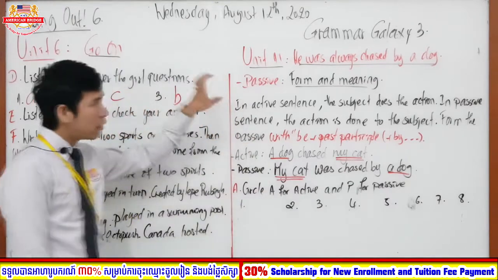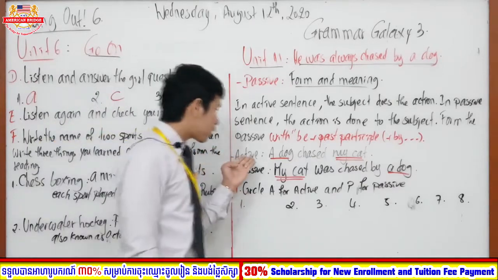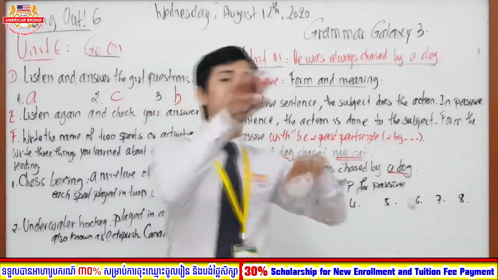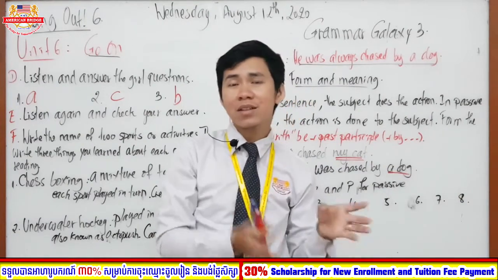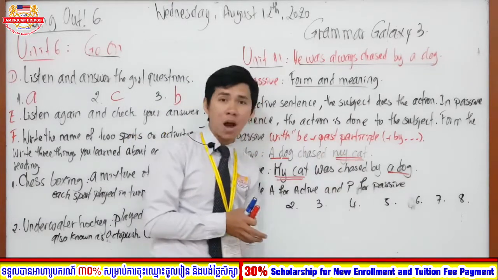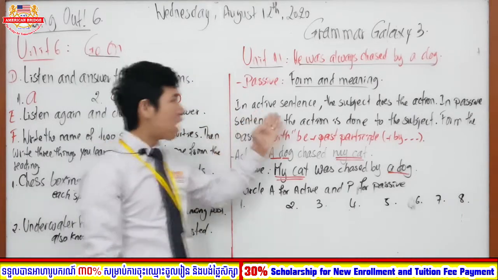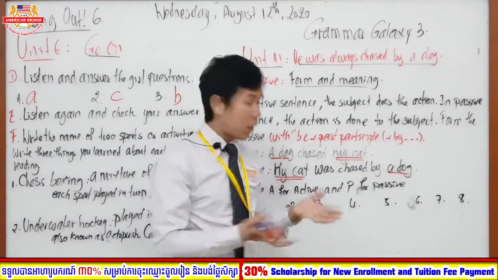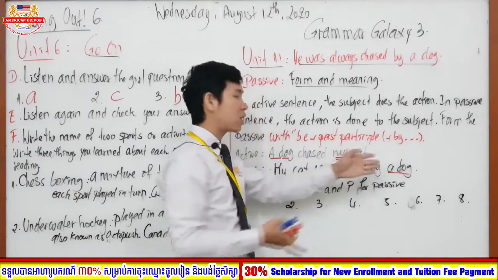So according to our definition, if it is an active sentence, it talks about the subject of the action. What did the dog chase? It chased my cat. So the activity is shown by the subject that does the action to the object. When it is passive, the action is done to the subject. So, who was chased? Sorry, my cat got chased by a dog.